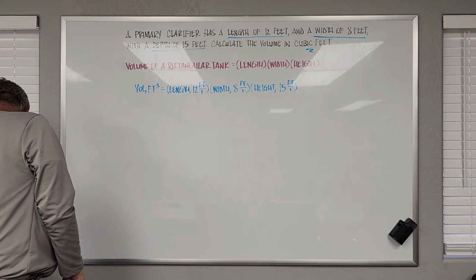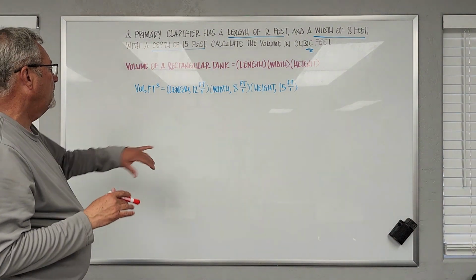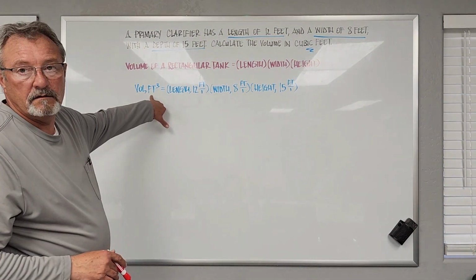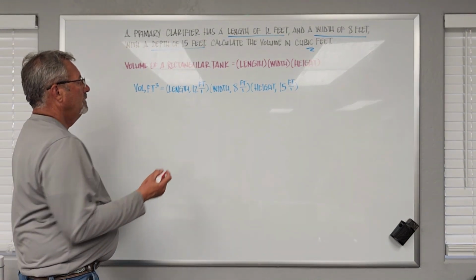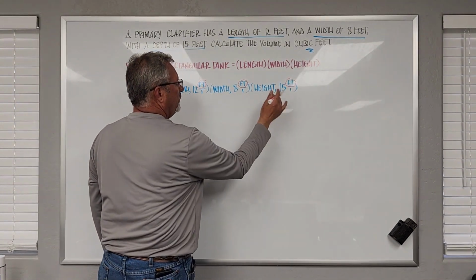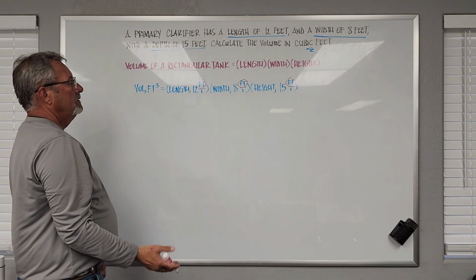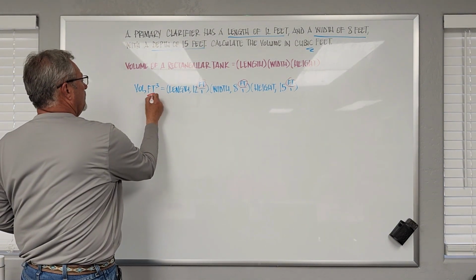So let's look at my units of measure. I want to feel assured that ultimately I'm going to get cubic feet. And I do that by looking at the units of measure first. I've got 1, 2, 3. All 3 of them are above the dividing line. So when I multiply them together, I'm going to get cubic feet.